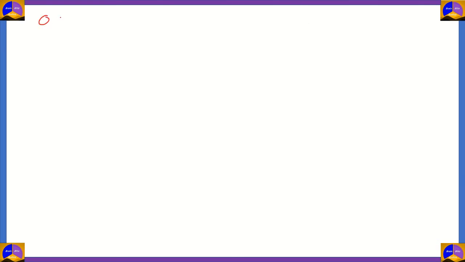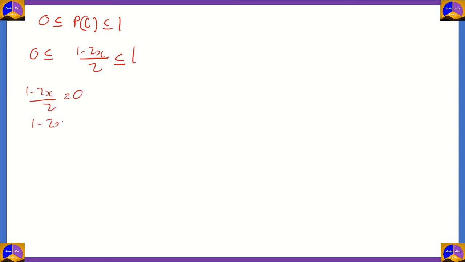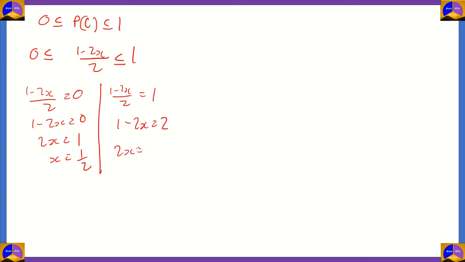So now let's continue the same with P of C. So 0 less than or equal to P of C less than or equal to 1. For P of C, the equation will be 0 less than or equal to (1 minus 2x) by 2, less than or equal to 1. So (1 minus 2x) by 2 equals 0. 1 minus 2x is equal to 0. 2x is equal to 1. X equals 1 by 2. And if you take the other part, (1 minus 2x) by 2 equals 1. 1 minus 2x will be equal to 2. 2x will be equal to 1 minus 2. X is equal to minus 1 by 2. So you have minus 1 by 2 and 1 by 2. Therefore, the interval of x is minus 1 by 2 less than or equal to x less than or equal to 1 by 2.